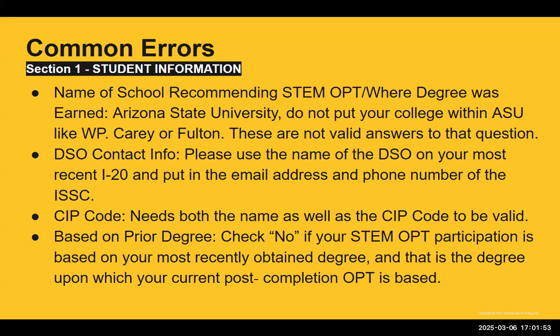But in this case, where you would say yes in this scenario is if, let's say, for example, you did your undergraduate with a STEM degree and did not use your STEM OPT, and then you went on and did a master's in a non-STEM degree, but you still wanted to use the STEM OPT opportunity from your undergraduate degree that was unused. That's when you would check yes in that scenario. But that's a very rare scenario and does not apply to most students. So otherwise, always check no in the I-983 for your option.